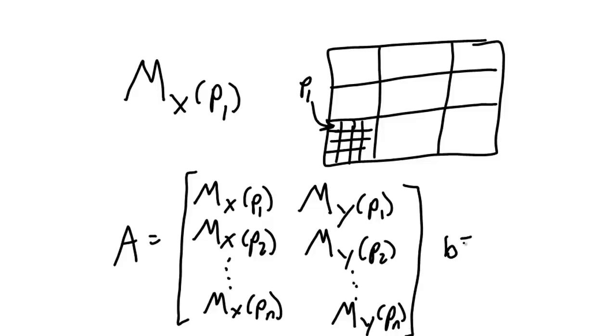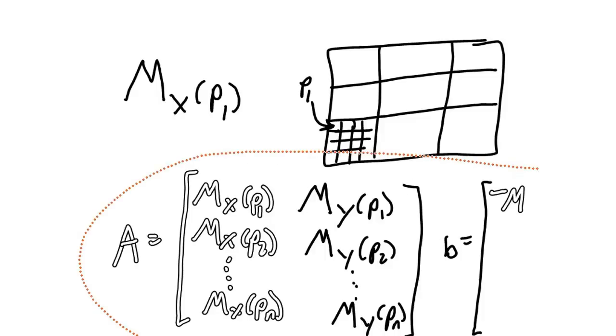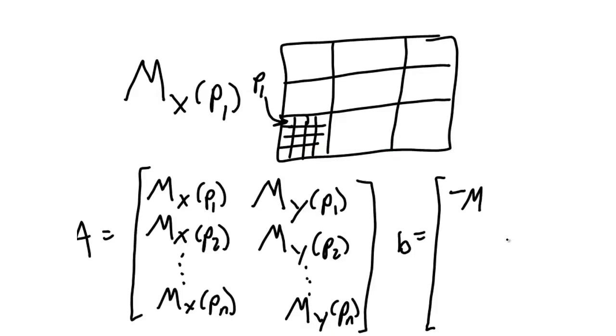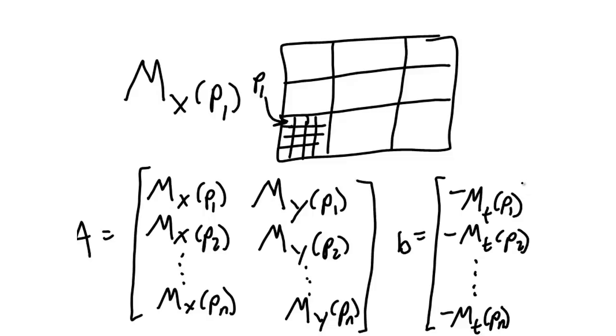I also need a second vector, which I'll call B. B is the result of the mask, actually the negative of the result of the mask, applied in the time direction to pixel 1. The opposite of the result of the mask applied in the time direction to pixel 2. So on and so forth until we get to the mask applied in the time direction to pixel N.